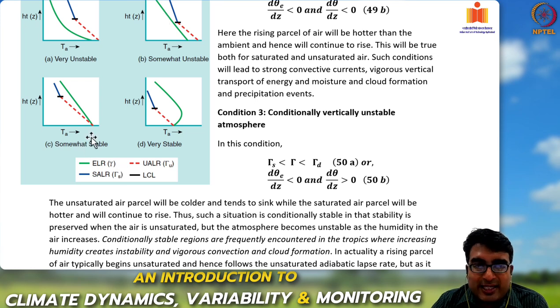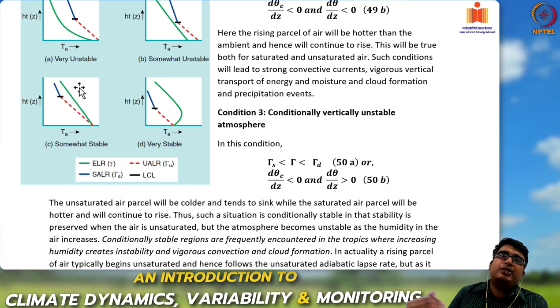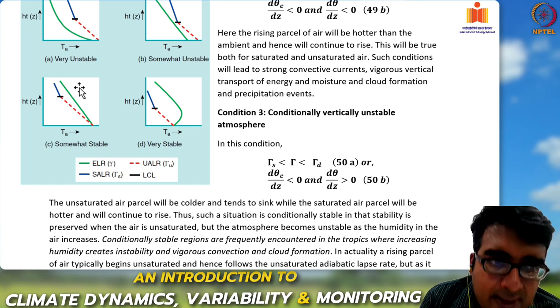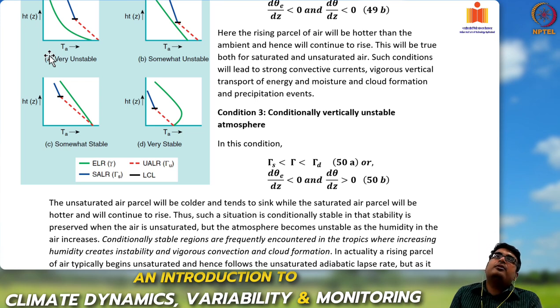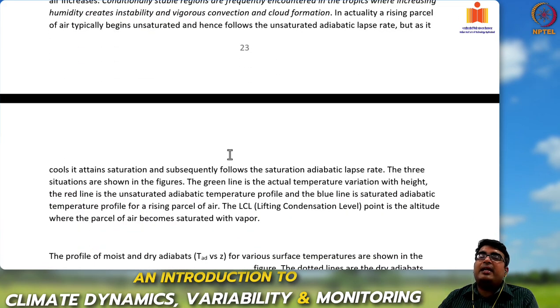Similarly, this is somewhat stable. Here at all points the temperature of the rising parcel is lower than the environmental temperature, so it's stable. However, if you see, gamma_s has a lower slope than gamma. So if you extend this, you will reach a crossover point beyond which you will begin to see instability. So it's a somewhat stable condition. Okay. So conditional instability gives rise to very interesting features of the dynamics of this shift from a stable point to an unstable point with altitude or with the time of the day.